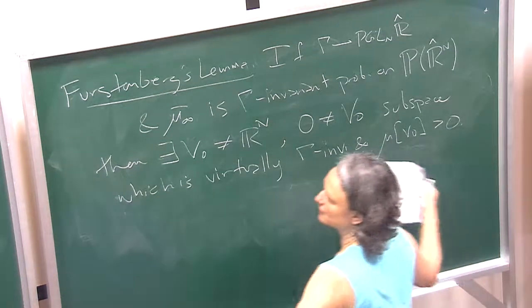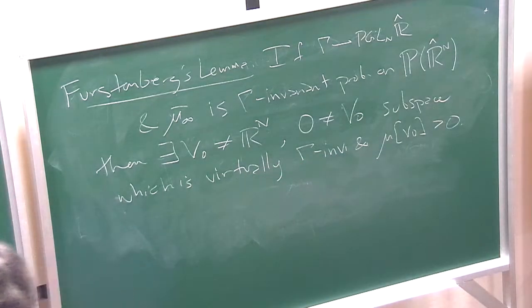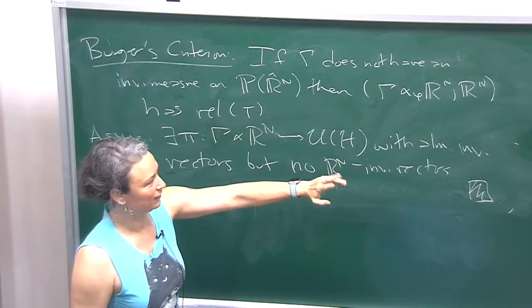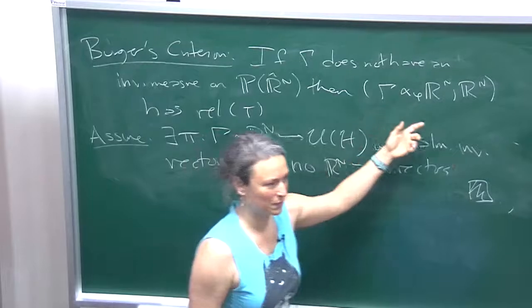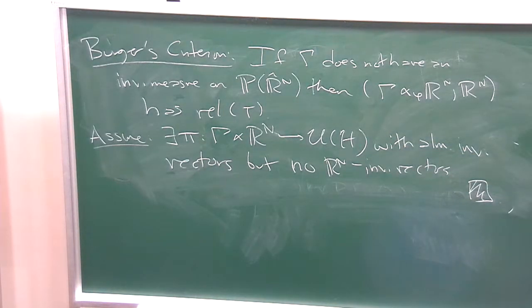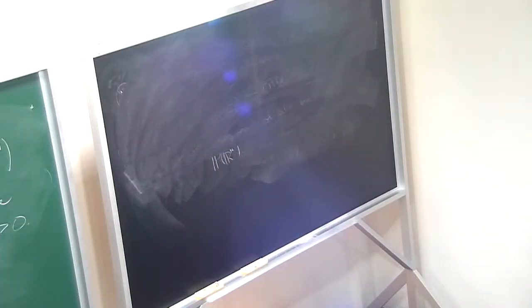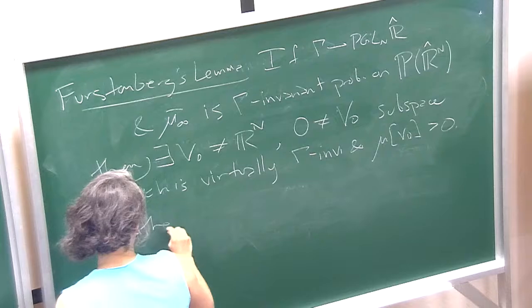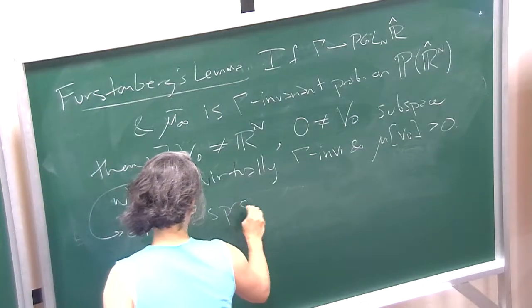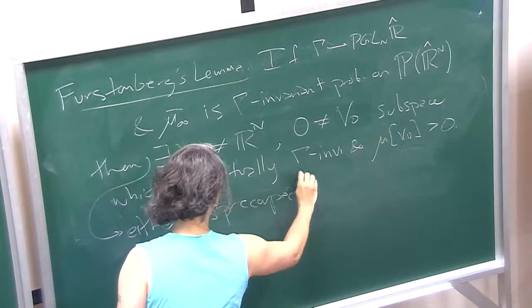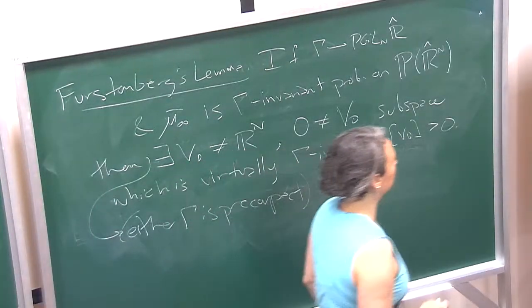So let's put these things together. So if I fail to have an invariant measure, then I have relative property T. Well, how can I fail to have an invariant measure? Oh, oops, I forgot the not precompact. Then either gamma is precompact, or there is such a thing.